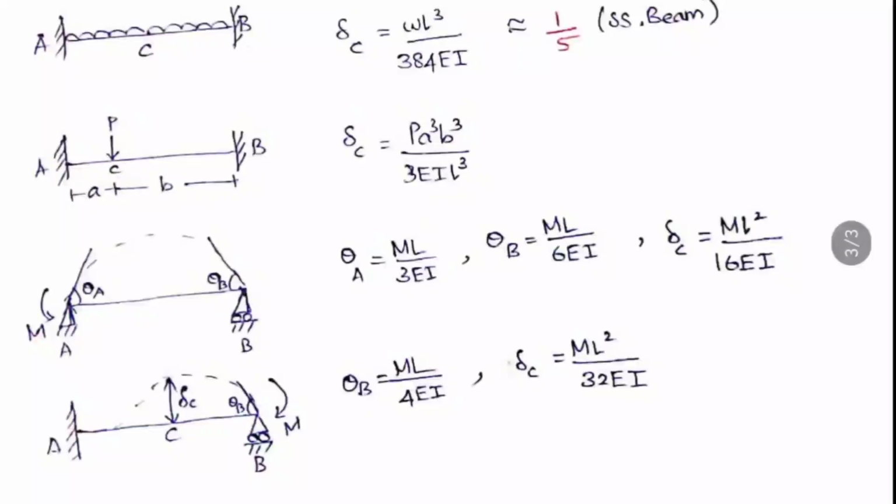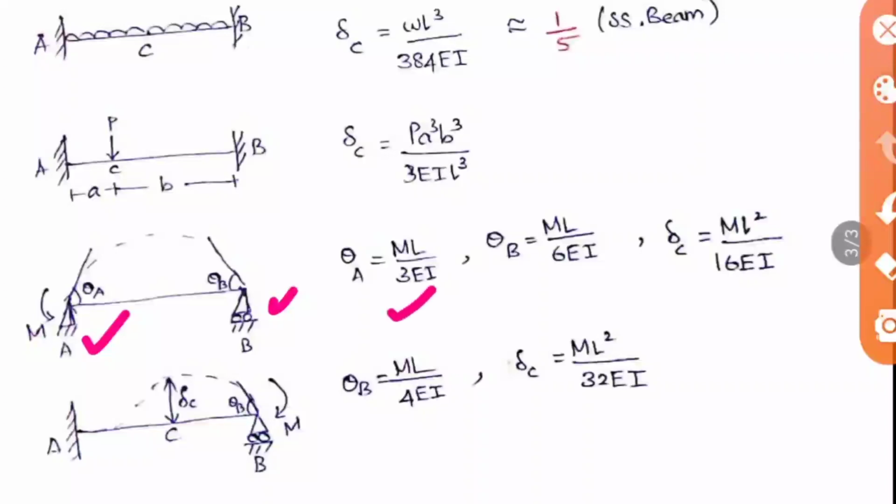Then the next two cases. Here it is a hinged support on the left side, and the other end may be hinged or pinned. In that case, theta A will be ML by 3 EI and theta B will be half of that, so it is ML by 6 EI. This case is very important. Here the deflection at C, that is at the midpoint, is ML square by 16 EI.